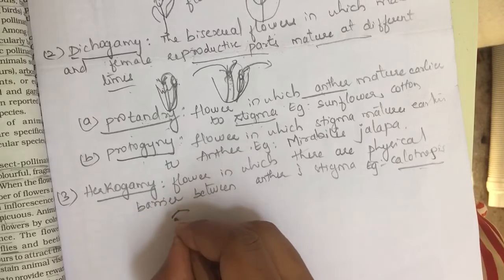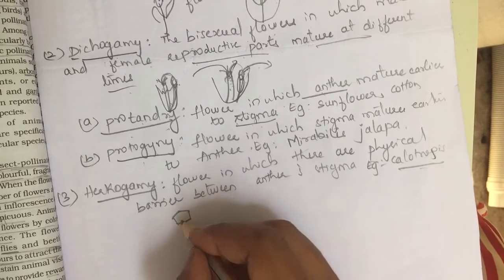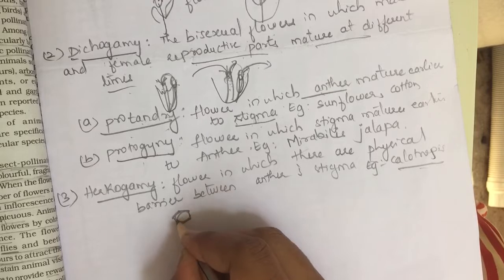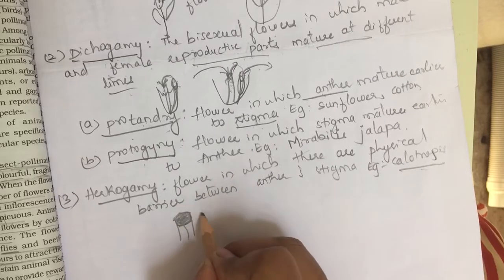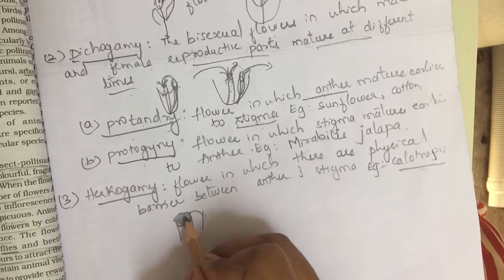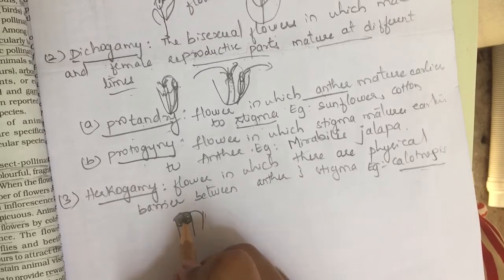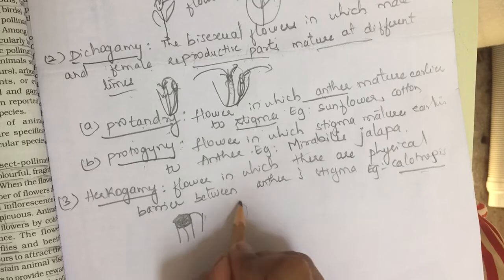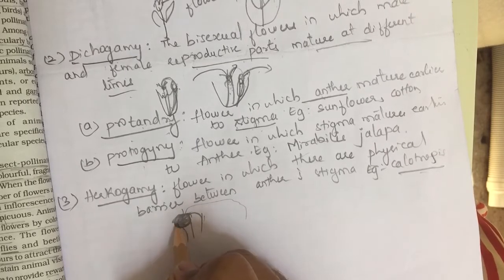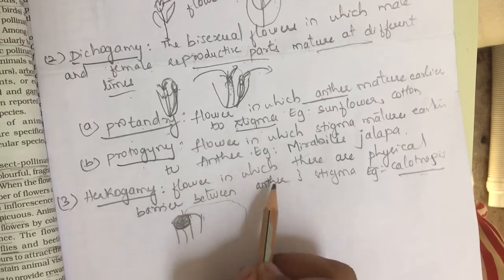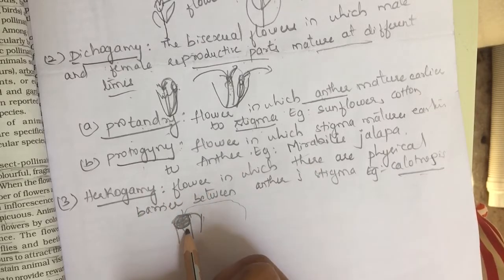This flower has a kind of stigma with a hard physical barrier over it. It acts as a physical barrier for self pollen grain. If pollen grain of the same plant falls on it, it does not allow pollination or fertilization. If it comes from some other plant, then it allows fertilization. So this is the physical barrier. A flower in which there is a physical barrier between anther and stigma, we call it Herkogamy.